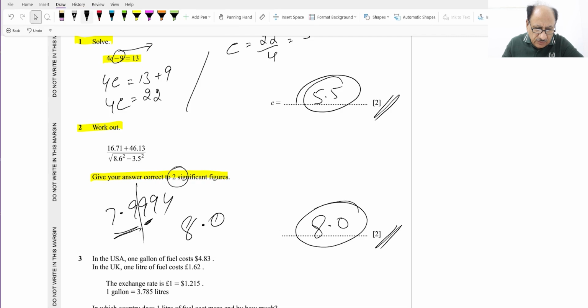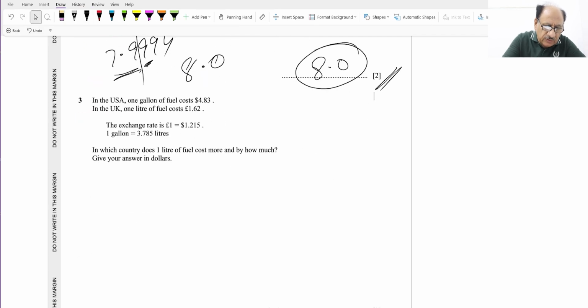Question number 3 says in the USA, 1 gallon of fuel costs 4.83 dollars. In the UK, 1 liter of fuel costs 1.62 pounds. The exchange rate is given, 1 pound is equal to 1.215 dollars, and 1 gallon is equal to 3.785 liters. They are asking in which country does a liter of fuel cost more and by how much. Give your answer in dollars.